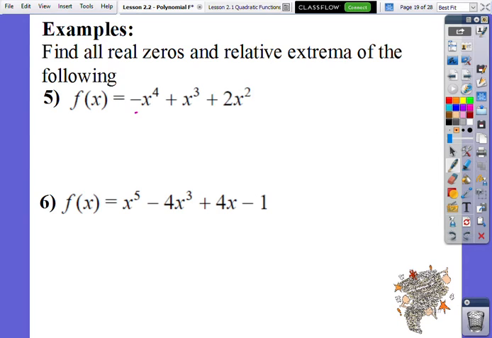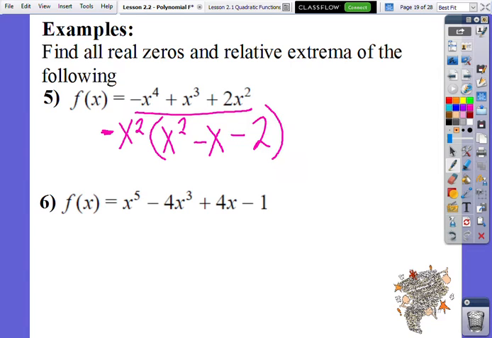If I look at this one, we do have a GCF. They all have at least an x squared. Negative up in the very front, and I don't like that. I'm going to factor out a negative x squared so that I have x squared minus x minus 2. When I've got that negative x squared factored out, remember, the negative would change the sign.